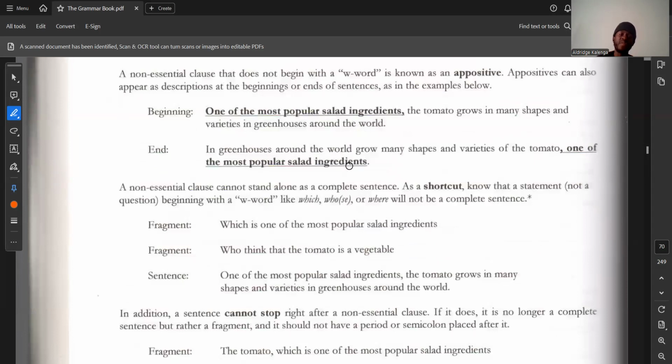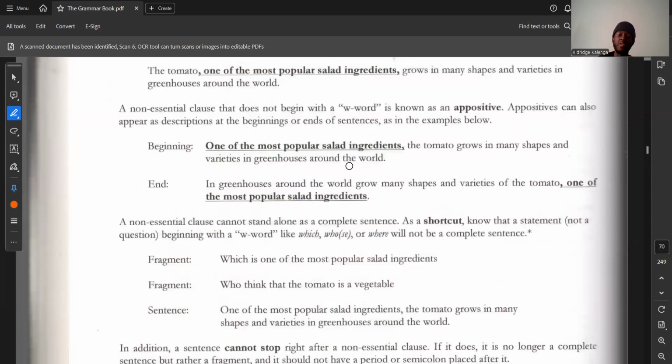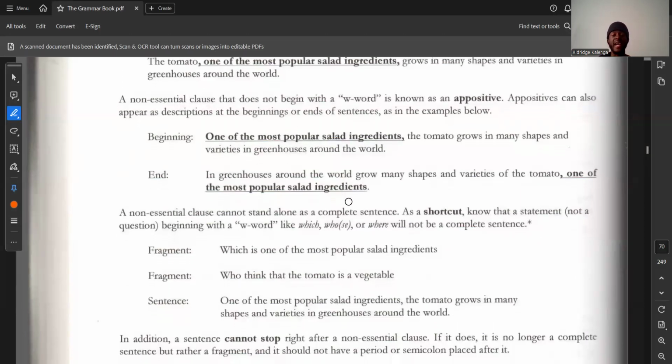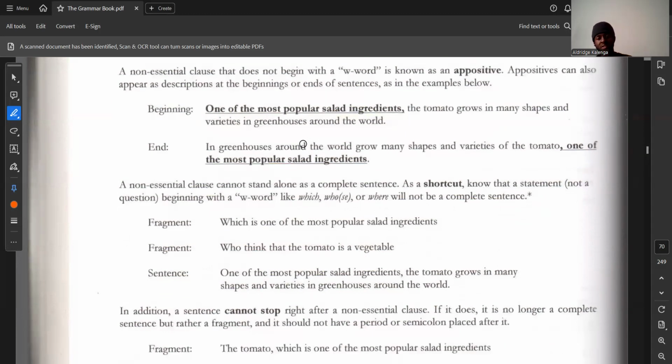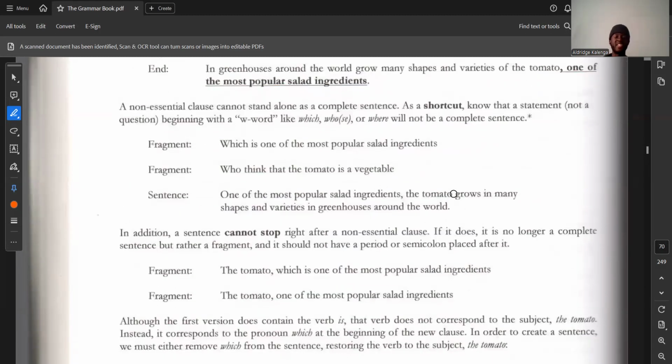So we can put a non-essential clause at the beginning, like here, or we can put it at the end, but we should never let it stand alone because that's a fragment. So, one of the most popular salad ingredients, the tomato, grows in many shapes and varieties in greenhouses around the world, or in greenhouses around the world, grow many shapes and varieties of the tomato, one of the most popular salad ingredients, and that's still correct. But it cannot just stand alone.